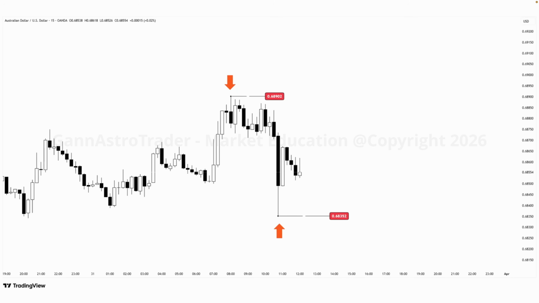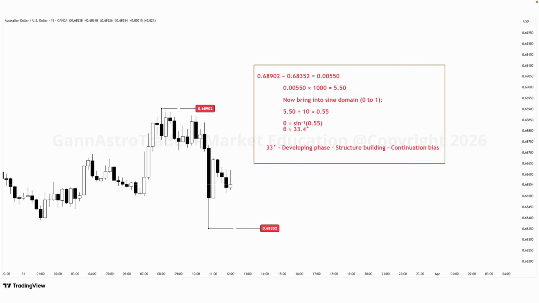In the next example, we again begin by identifying a clear range between the low and the high. This range represents a complete unit of movement that can be measured and converted into structure. Rather than treating it as a simple price move, we translate it into a geometric form for deeper analysis. Using the same approach, we normalize the range and apply the sine inverse relationship. This gives us an angular value of approximately 33 degrees.